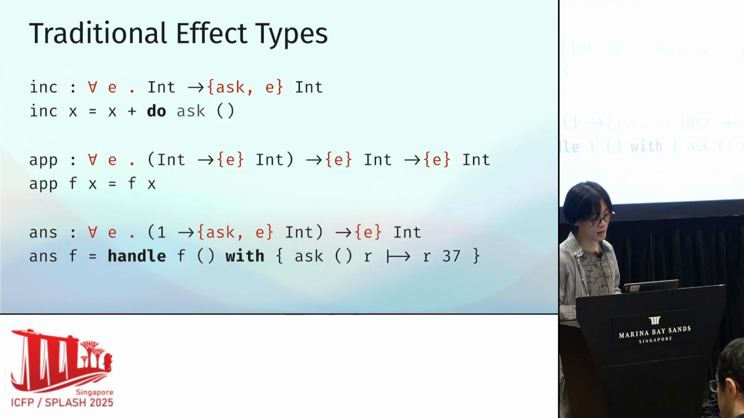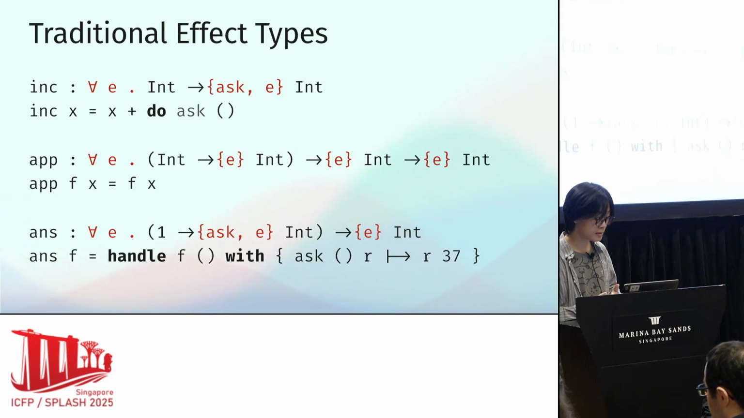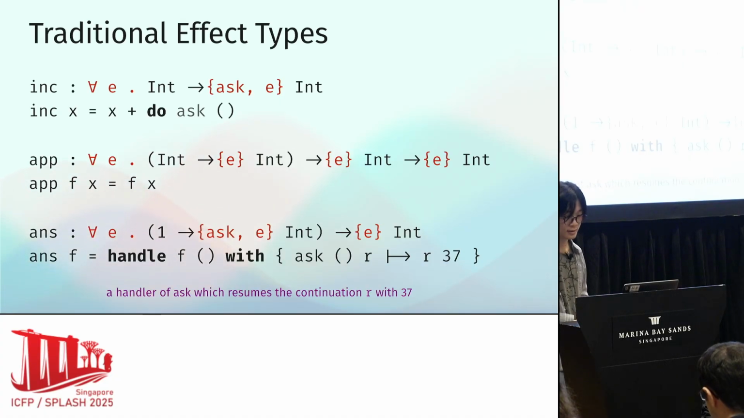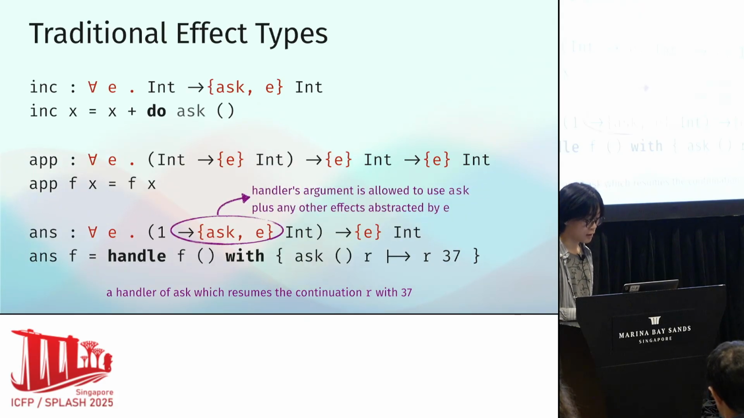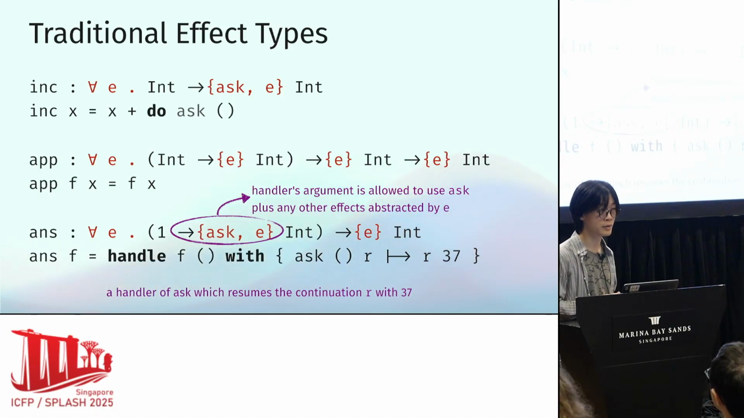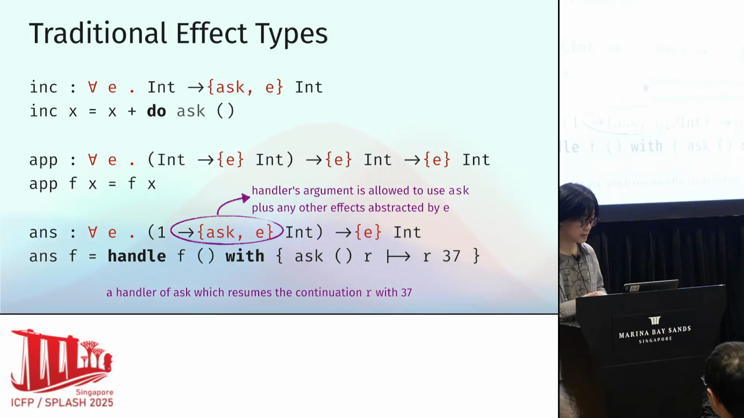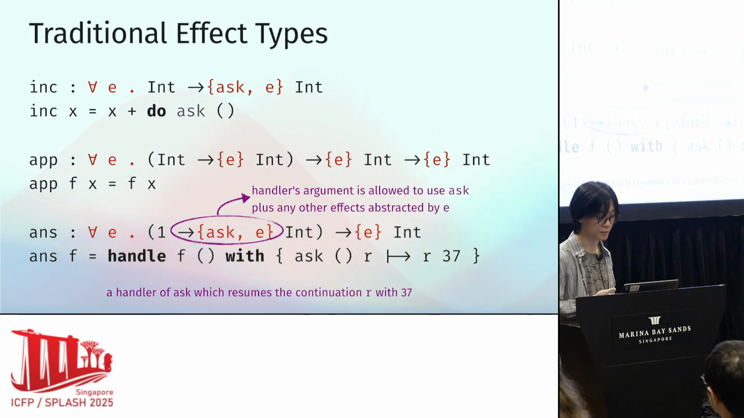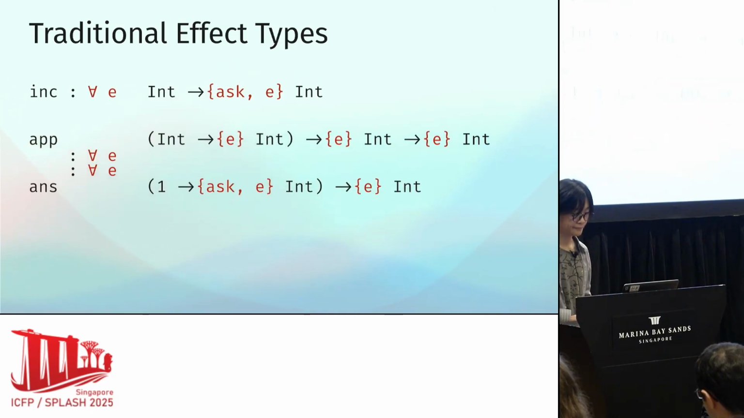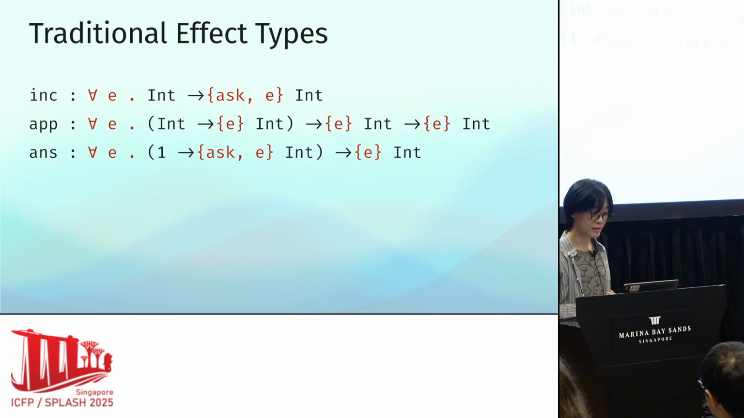And here is a handler for ask, which takes a function argument and handles the ask operation of it by resuming the continuation r with 37. For the type of the argument, we have ask and e, which means this is the function that might perform ask. This ask operation is handled by the handler here, and it may also perform other effects e that is abstracted. So we can apply this handler to arbitrary effectful computation that may perform ask. So this is the basic idea of traditional effect types.